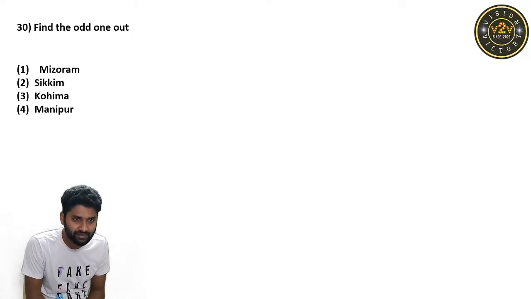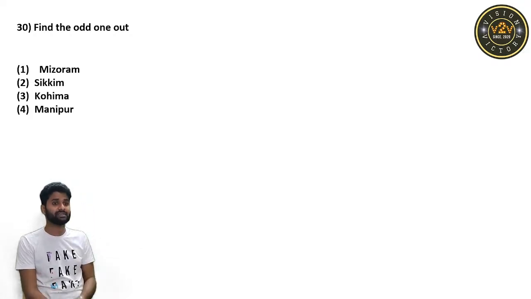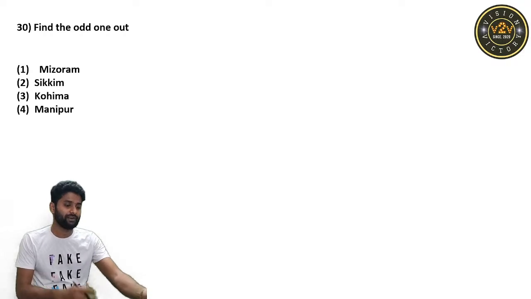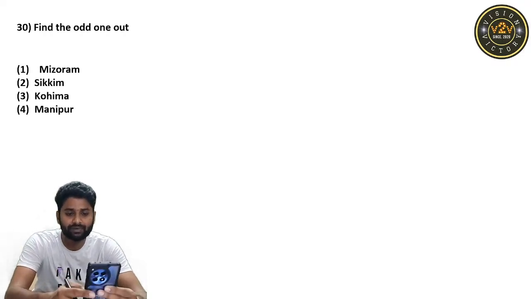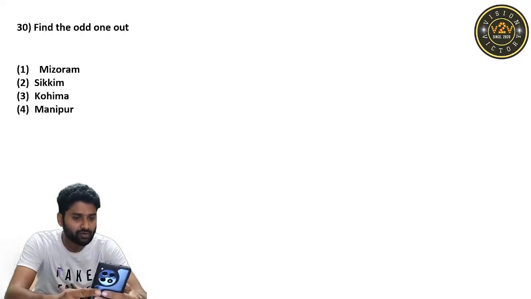Next, you guys tell me, find the odd one out. We have four options: Mizoram, Sikkim, Kohima, and Manipur. Find the odd one out, and tell me why. One of the terms is the odd one out. I need the reason also in the comments.